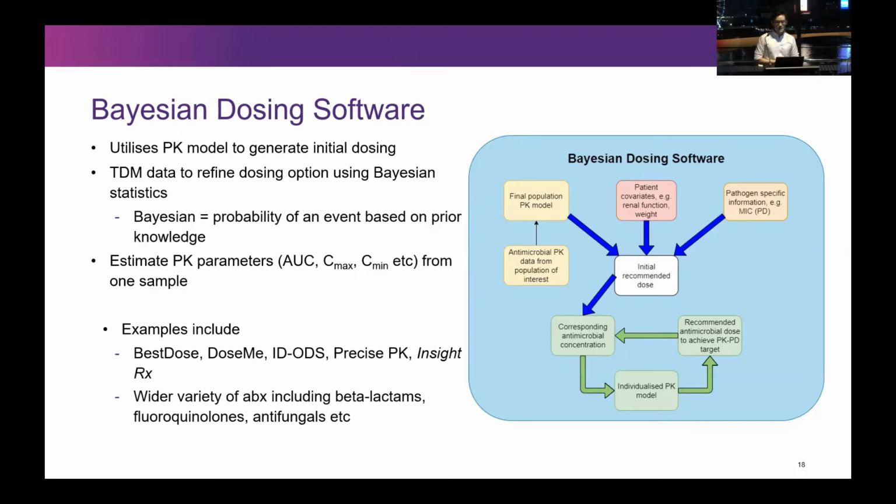Now, some common examples that you might see in the literature include BestDose, DoseMeRx, IDODS, PrecisePK, InsightRx. And the benefit of this particular technology is that it tends to offer quite a wide variety of antibiotics, including beta-lactams, fluoroquinolones, and antifungals. And a lot of them can certainly optimize doses of non-antibiotic medications, so things like anticoagulants, chemotherapy, and the like.